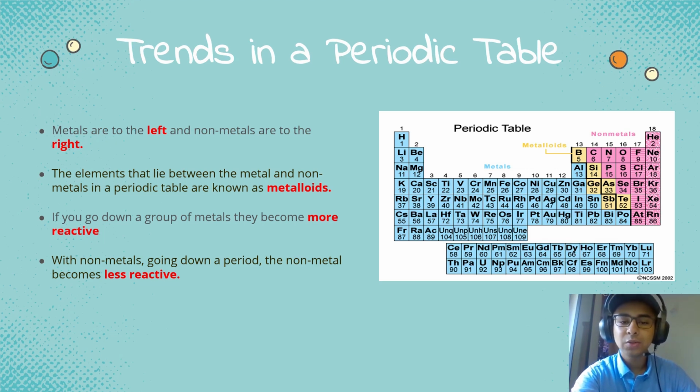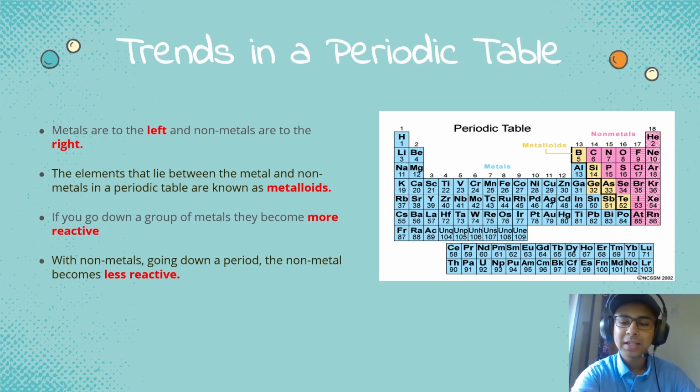A very interesting thing to note down in the trends of the periodic table is that if we go down the group of metals, for example, down group 1, the metals tend to become more reactive. For example, sodium and potassium are below lithium in group number 1, and they're more reactive than lithium.